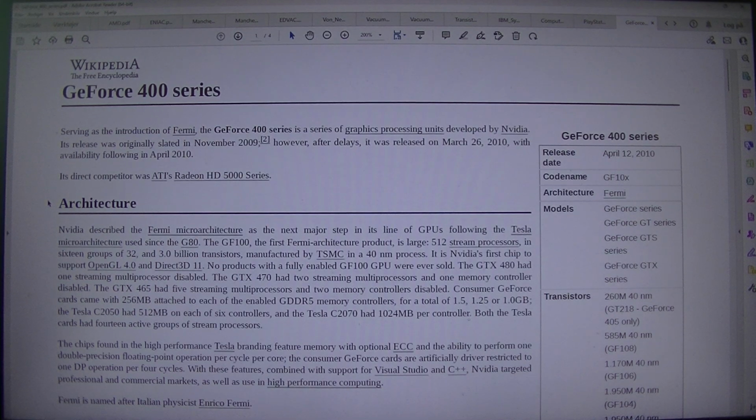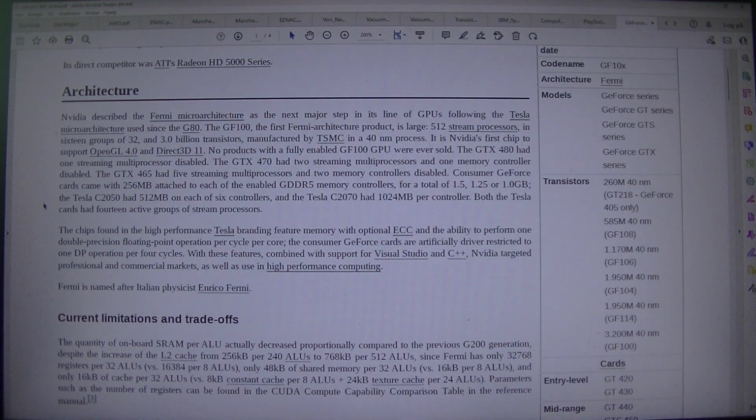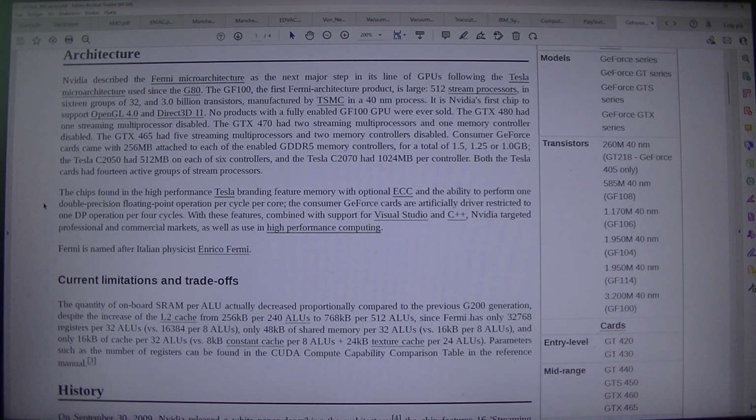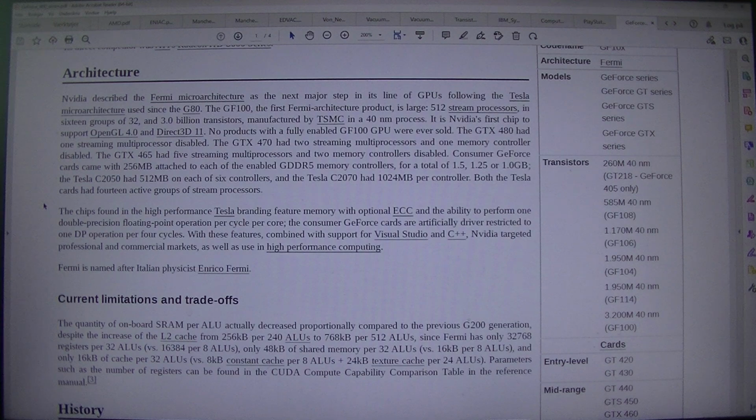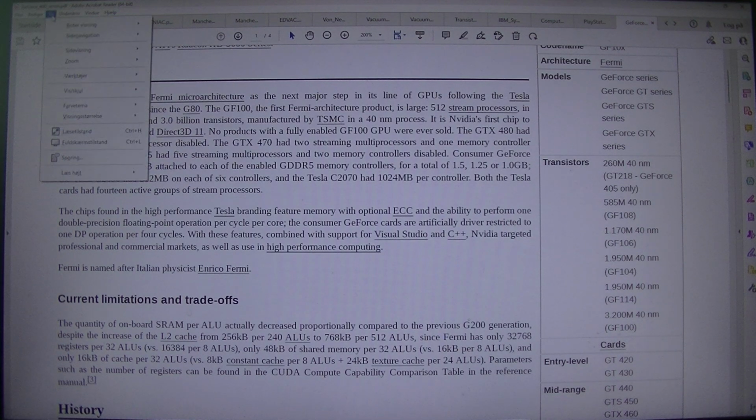No products with a fully enabled GF100 GPU were ever sold. The GTX 480 had one streaming multiprocessor disabled. The GTX 470 had 2 streaming multiprocessors and 1 memory controller disabled.